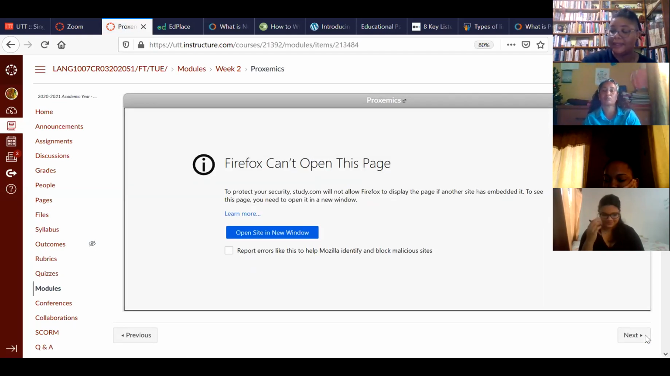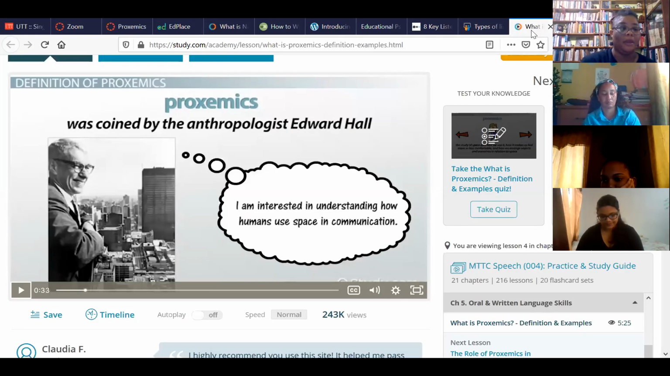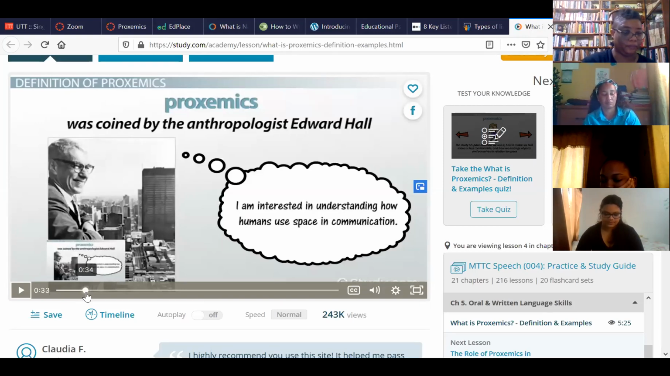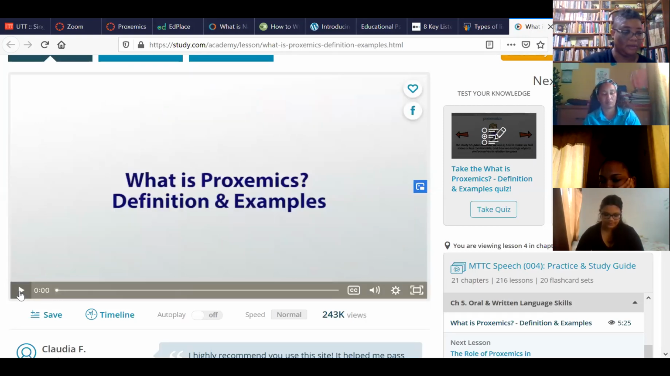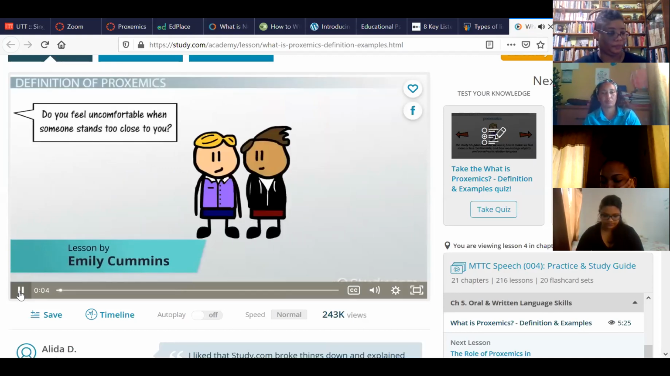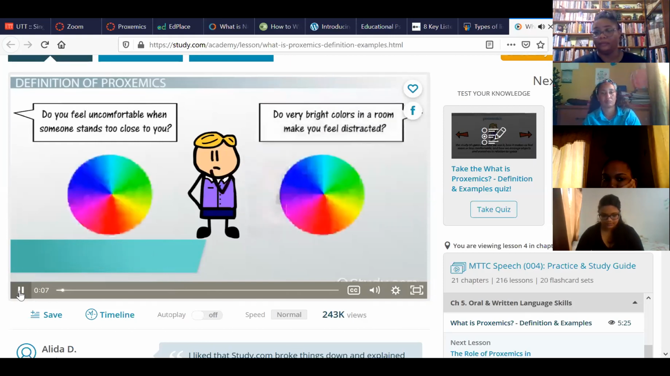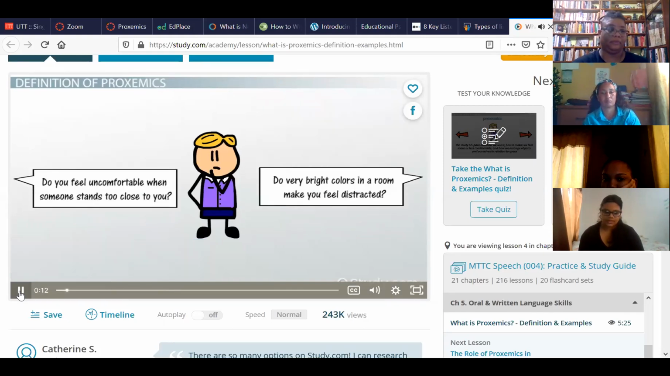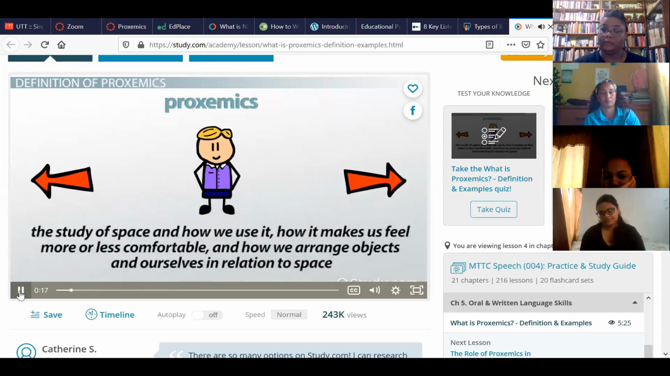Proxemics is distance or the use of space in communication, right? We can skip through some of this. Do you feel uncomfortable when someone stands too close to you? Do very bright colors in a room make you feel distracted? These questions are important to the study of proxemics. Basically, proxemics is the study of space and how we use it, how it makes us feel more or less comfortable, and how we arrange objects and ourselves in relation to space.